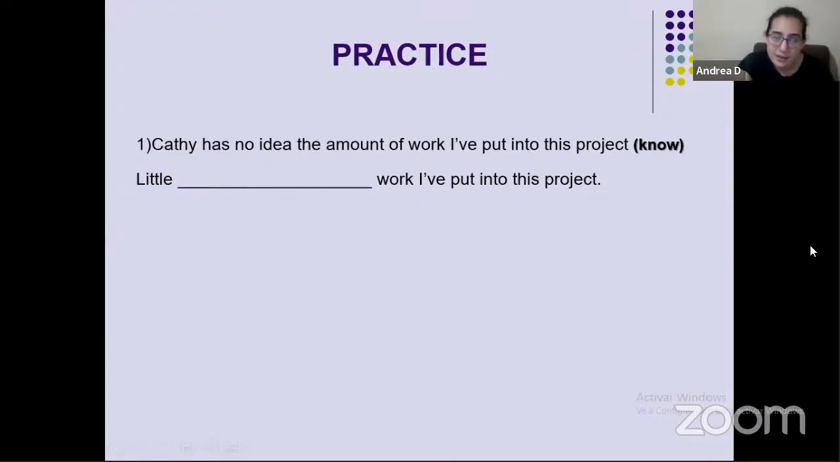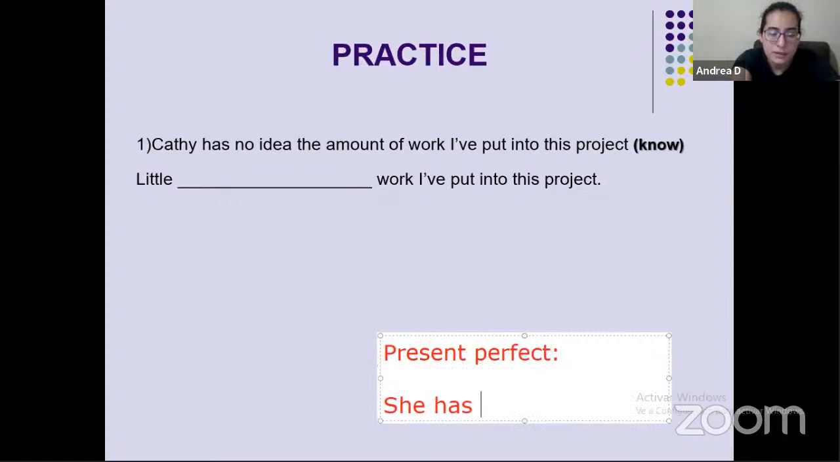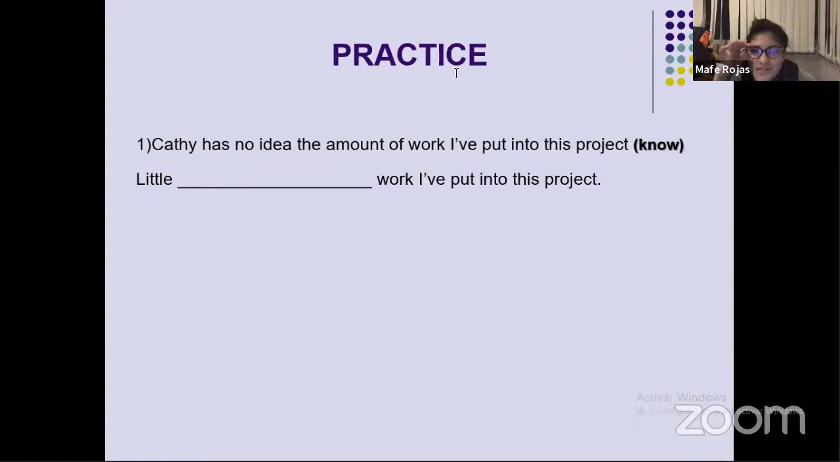The thing is, has can be an auxiliary, but not in this case. Has is an auxiliary only when you're in the present perfect. She has seen. But is this a present perfect? Not here. There is not an auxiliary here. It doesn't have an auxiliary. Does. Yes, so I use does. Little does she know.